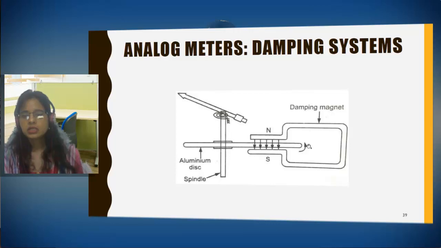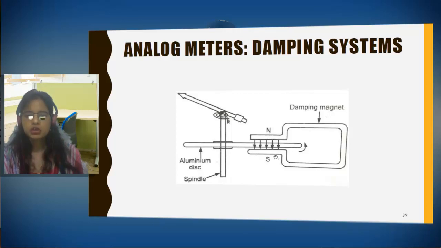Now see, the disc is placed in between the damping magnet. There is a magnet which is known as the damping magnet. So there will be a magnetic field between these two ends of the magnet, North Pole and South Pole. Between North Pole and South Pole, definitely one magnetic field will be there, and this aluminum disc is there. Once this aluminum disc starts rotating in this magnetic field, there will be a production of EMF, right?